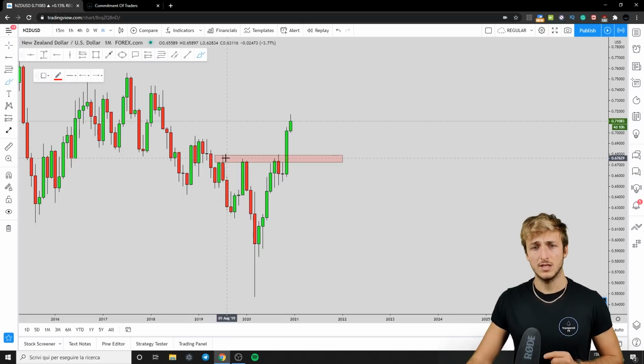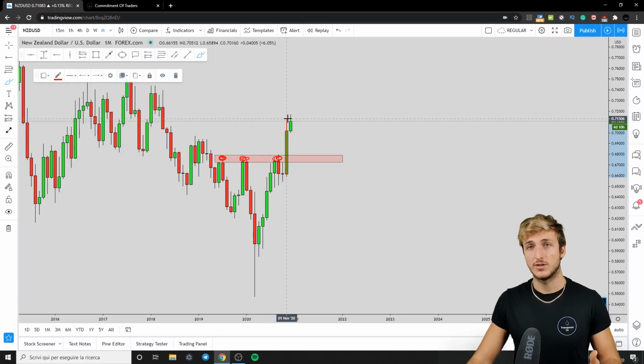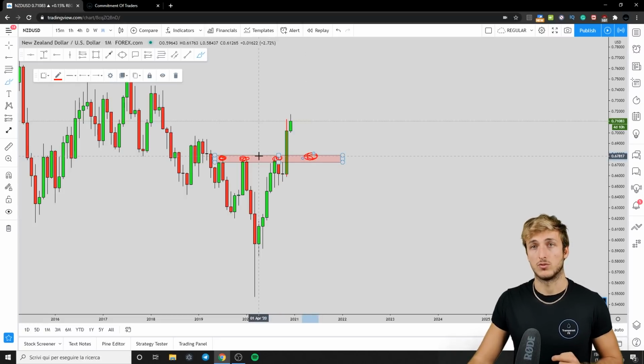In fact, this zone was acting as structure resistance here, again resistance here, again resistance here, and the market has now broken above that zone with this very important impulse to the upside. At this point, what you have is that all this area of previous resistance is now turned support in the market, because as you know, there is a rule in the market that when an area of resistance is broken to the upside, that previous resistance is turned support in the market.